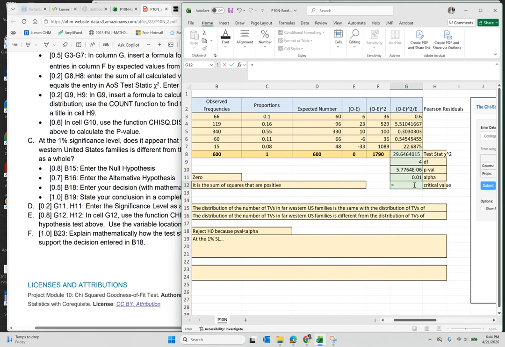So the function is again chi-squared inverse dot right tail. So select the correct function. It says, what do you want the probability to be? I want it to be 0.01, comma, and what do you want the degrees of freedom to be? I want the degrees of freedom to come from my calculation in G9. And I'm going to close that. And it says the critical value is 13.276.